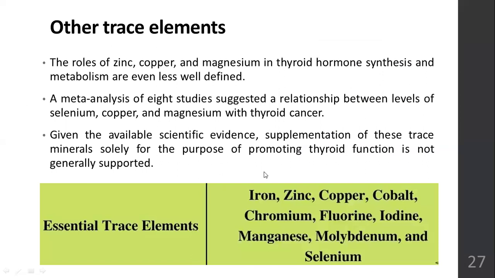Other trace elements like zinc, copper, magnesium also have their role in thyroid hormone production and metabolism, but it is not well researched yet. A meta-analysis of 8 studies has suggested that there was a relation between the levels of selenium, copper, and magnesium and thyroid cancer. If there is too little selenium, copper, and magnesium in your body, there is a high risk of developing thyroid cancer.